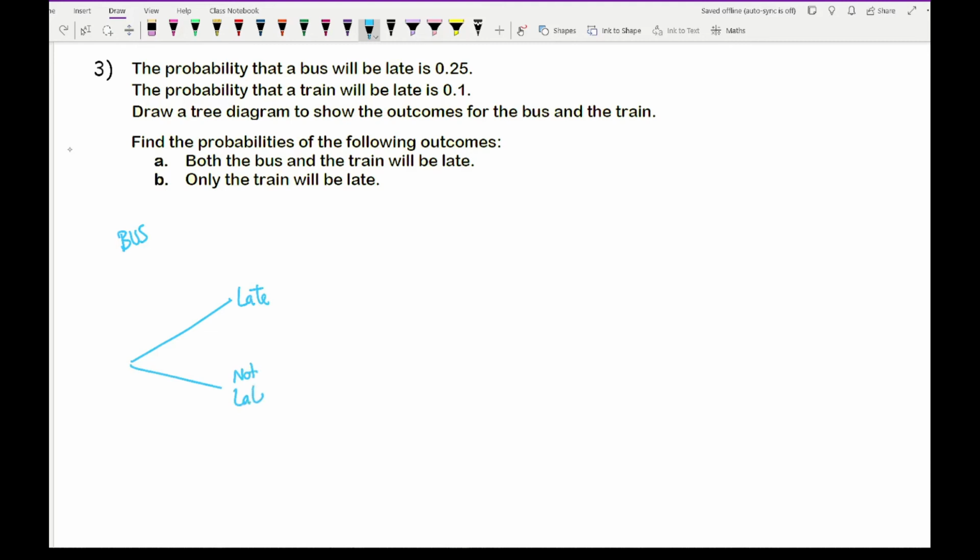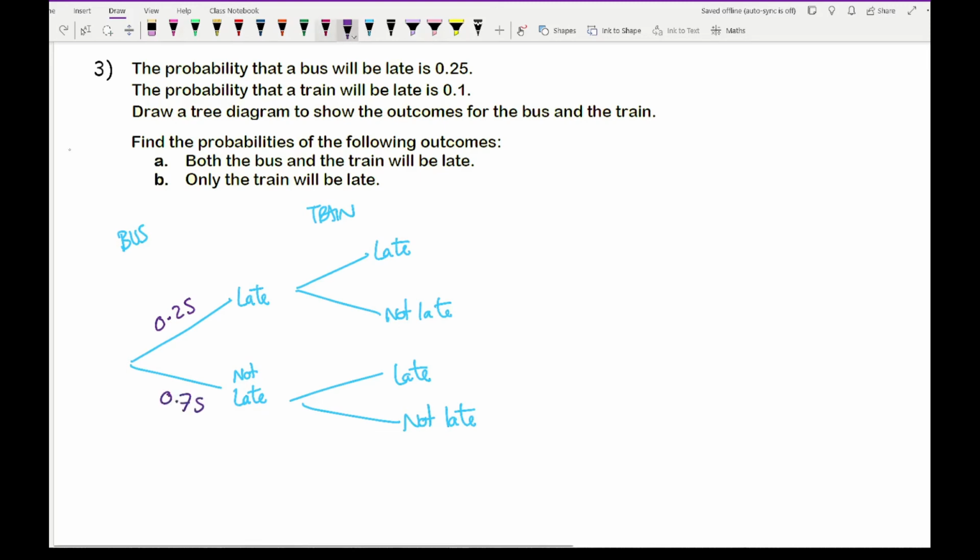Now I could write that as L dash, but I'm just going to leave it as this. And then we've got the train, and again that's either going to be late or not late, and late and not late. And again, working through the probability, the probability of the bus being late is 0.25, so the probability of not being late is going to be 0.75, and the probability of the train being late is 0.1, so the probability of not being late is 0.9.